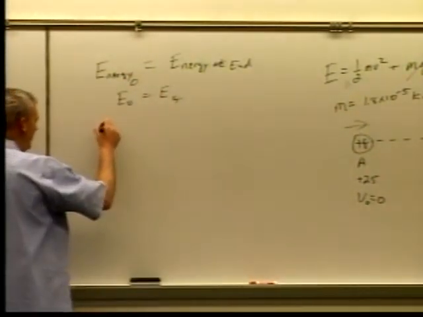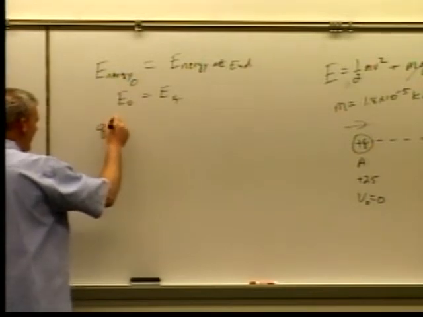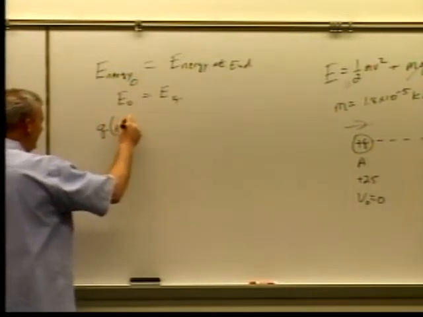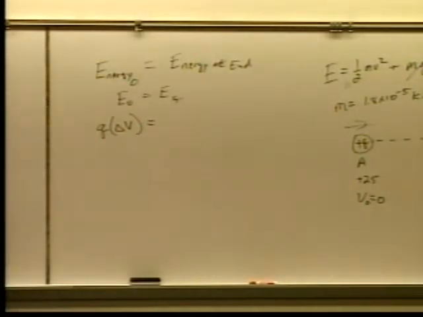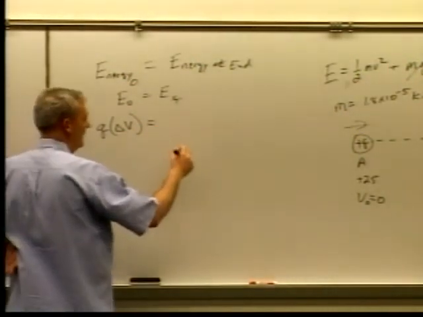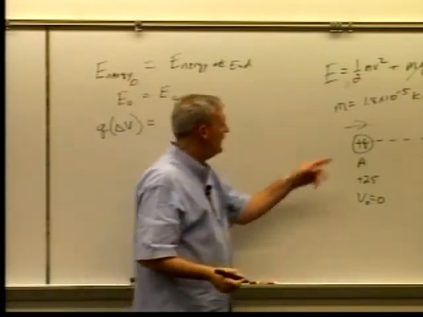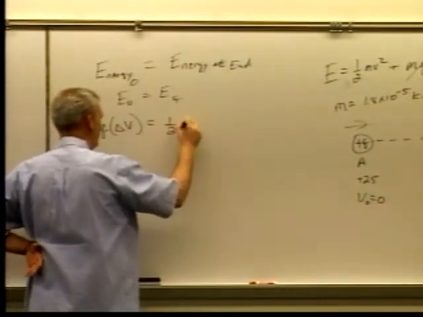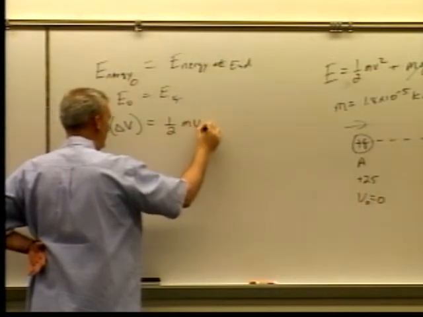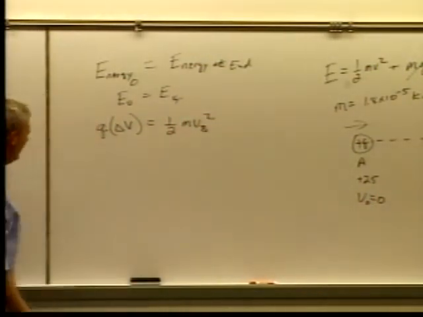Well, this would be Q times the delta V is equal to the only other energy at the end, which is 1/2 mVb squared. Well, shoot. We figured this out pretty quick.